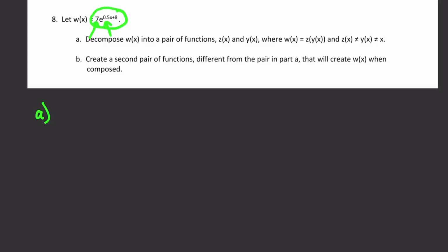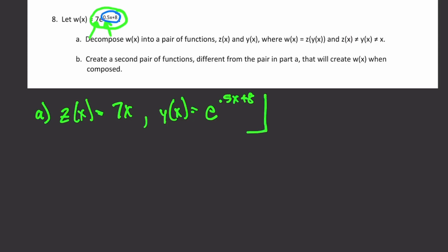So what I like to do first is come up with a function. I do this one first, so z of x, where I just multiply two things together, and one of them is 7. So I'm just going to call this 7x. All right, so then what I want to do next is take a look at what's inside that other function. It's e to some power. So for my other function now, what they want, y of x, I'm going to take e to the 0.5x plus 8. So I think these are two functions that'll work.